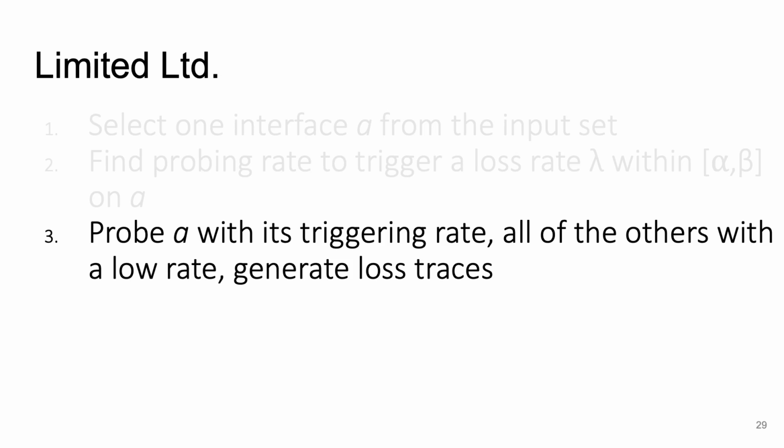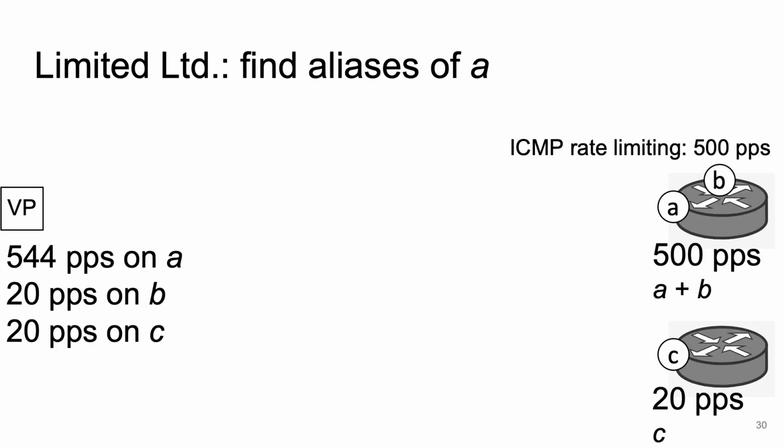And so when we have found this triggering rate, we will probe A with this triggering rate and all of the other interfaces in our input set with a low rate to generate loss traces. So for example, look at this configuration where we have three interfaces, A, B, and C. We will send packets to A with its triggering rate, namely 544 packets per second, and 20 packets per second on B, and 20 packets per second on C.